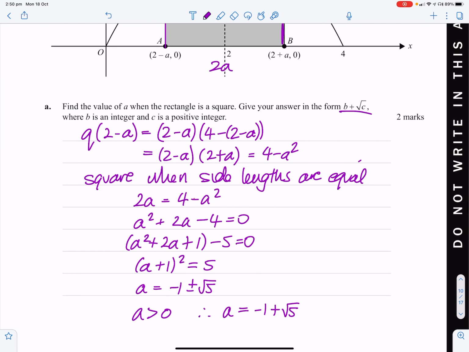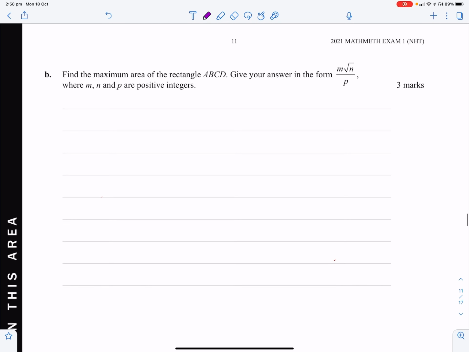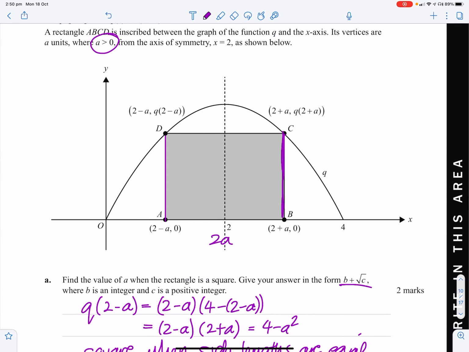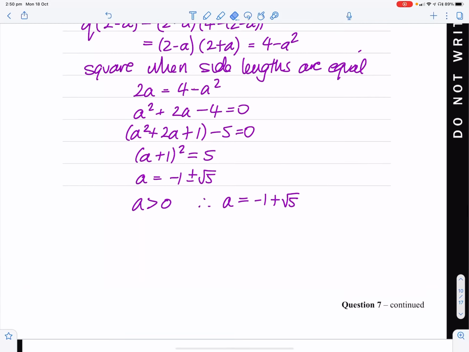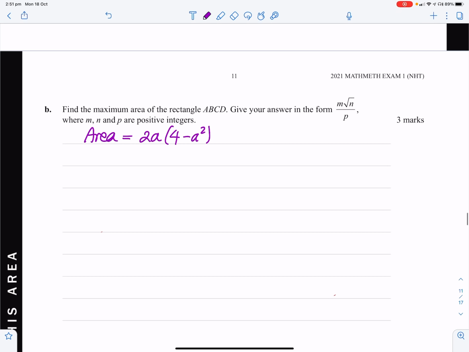B is an integer and C is a positive integer. Okay, that's fine. Find the maximum area of ABC, and give your answer in that form. Okay, so we know the area is the product of those two. So area is 2A times 4 minus A squared, which is 8A minus 2A cubed.